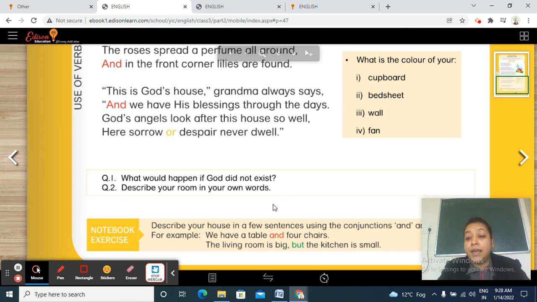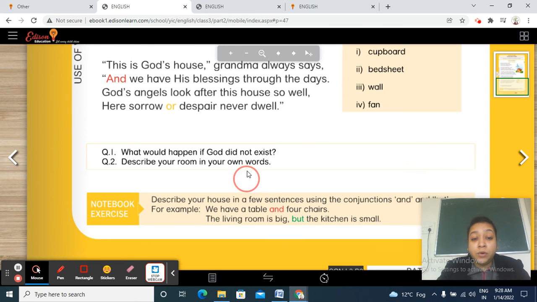So describe your room in your own words. You're going to describe your room in your own words. Fine, I don't know about your room. So you're going to describe your room in your own words and you're going to write the answer and send me the picture.